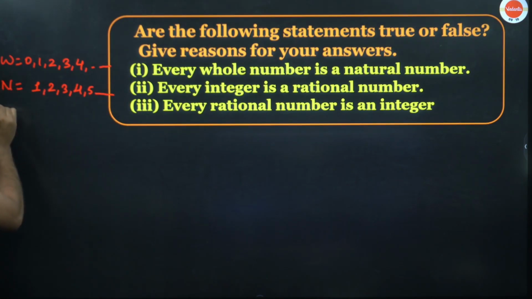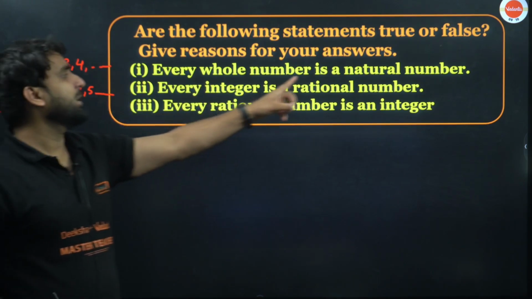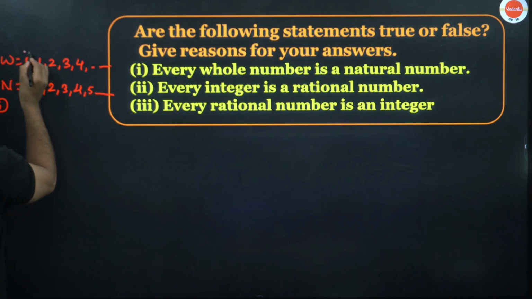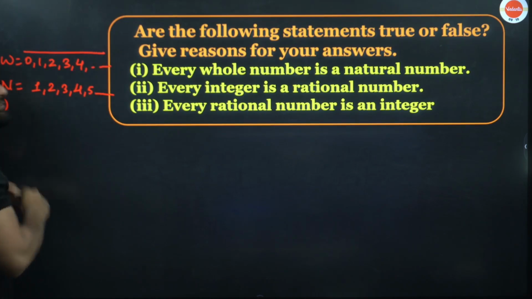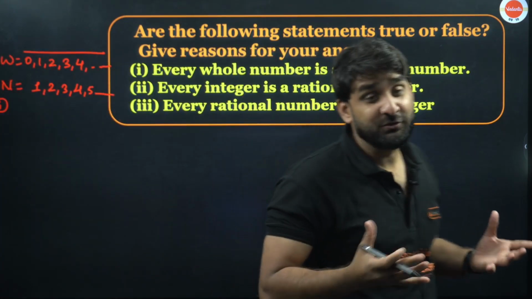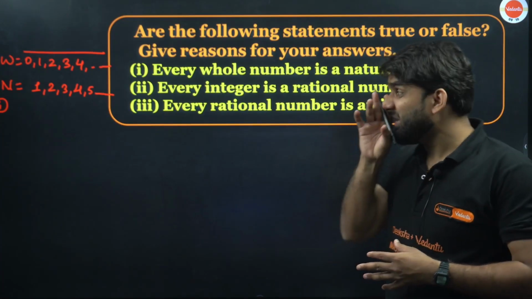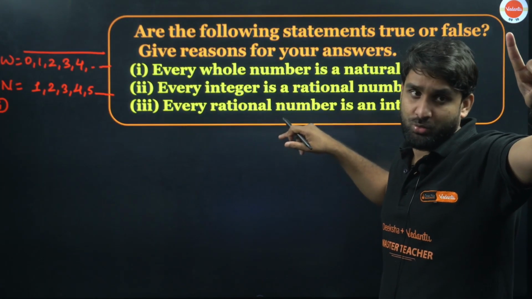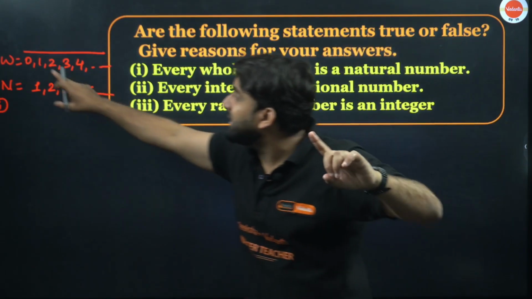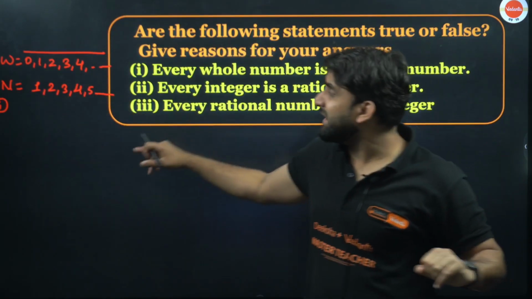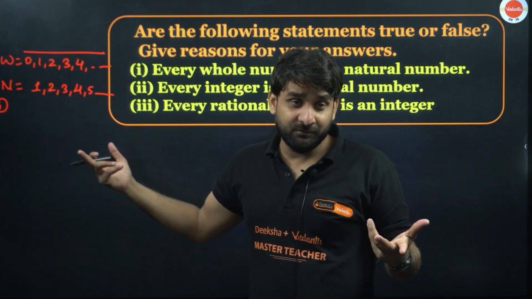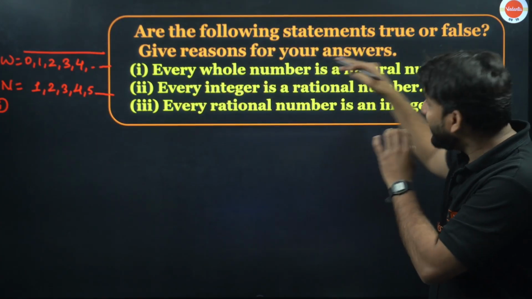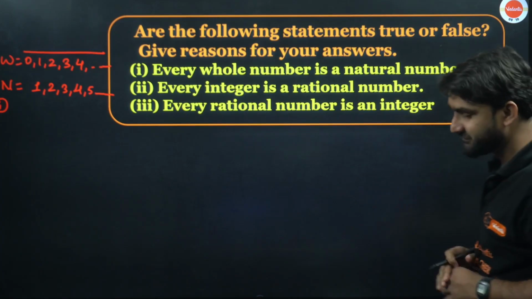Look at the first question. I'm solving here the first question. Every whole number is a natural number. Look, every whole number means we have to include 0 also. Whole number means 0 will also be counted. But the question is, every whole number is a natural number. No, no, no, no, no. Because whole number contains 0 also. But in natural number, 0 is not there. Natural number starts from 1. But here the question is saying every whole number is a natural number, which is obviously false.